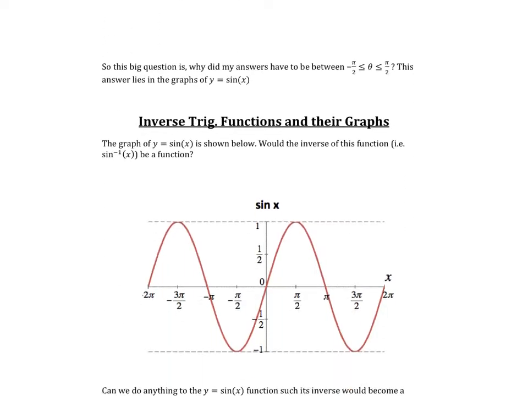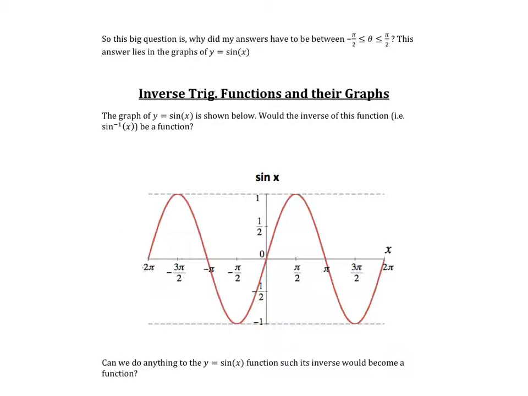So you might be saying, why did my answers have to be between negative pi over 2 and pi over 2? I think the easiest answer for this lies in the graph of sine of x itself. So let's look at the inverse trig functions and their graphs, and the sine of x and its graph, and how they might all be related, and that might help clear up why some of this stuff is true.